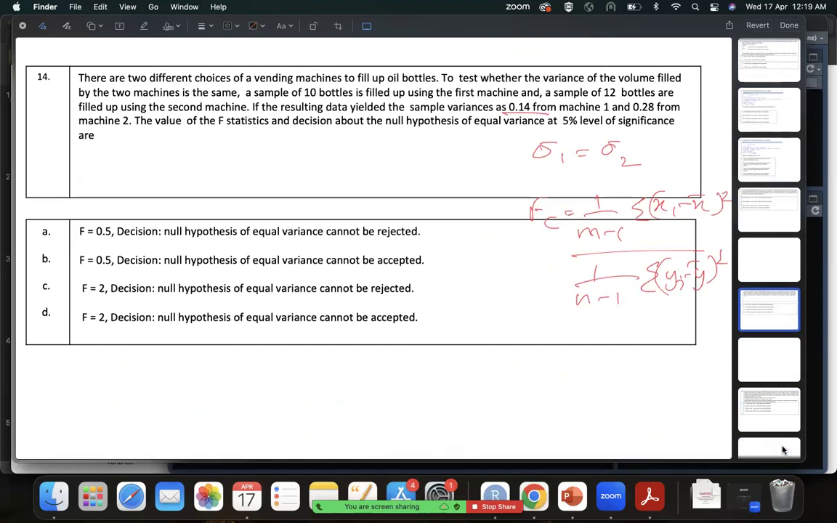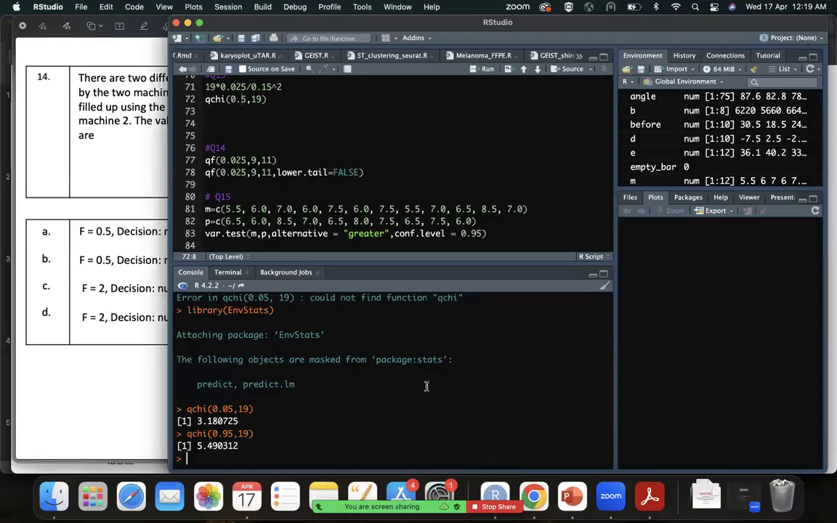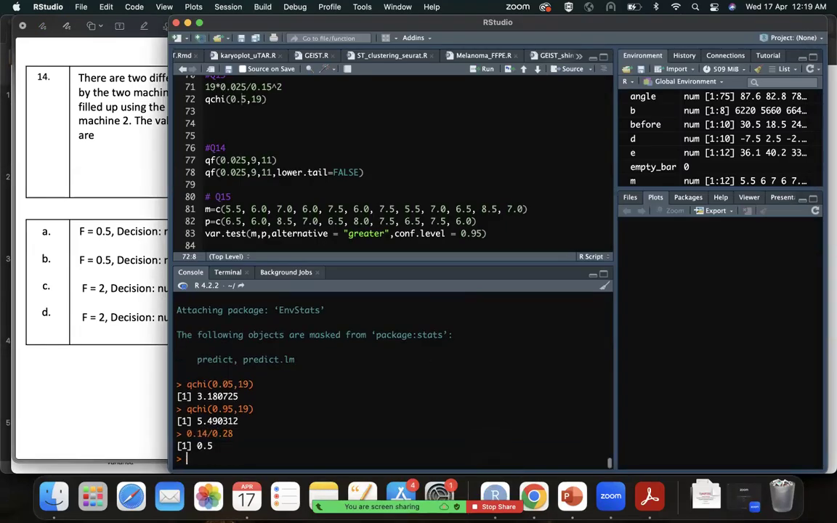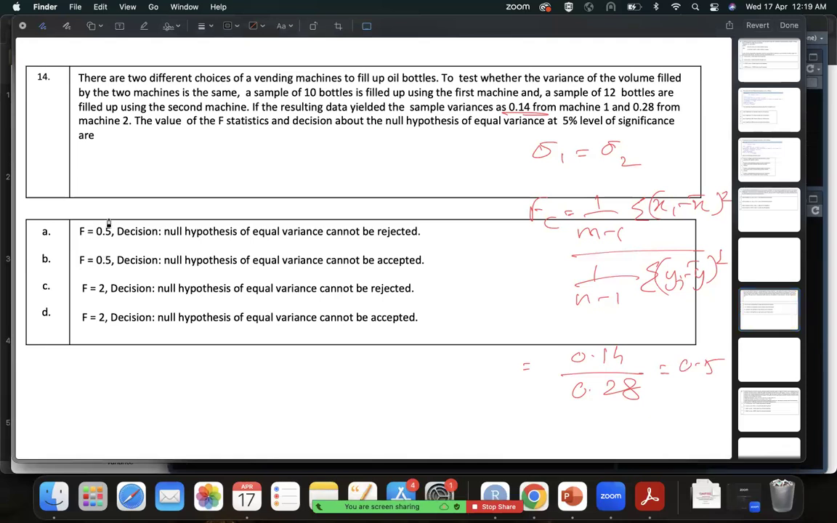Sample variance is given as 0.14, and for machine 2, it's 0.28. So if you do this, you'll get 0.14 divided by 0.28, which is 0.5. Yeah, 0.5. So F is equal to 0.5.